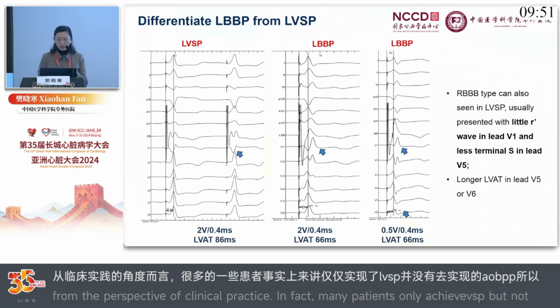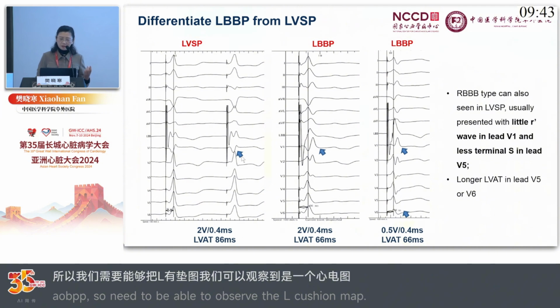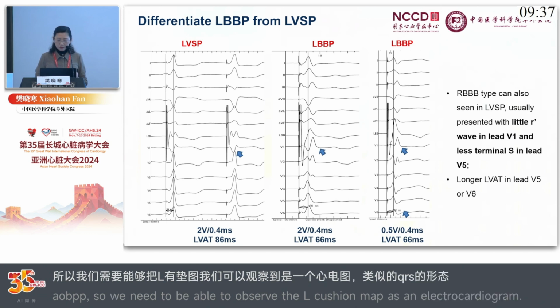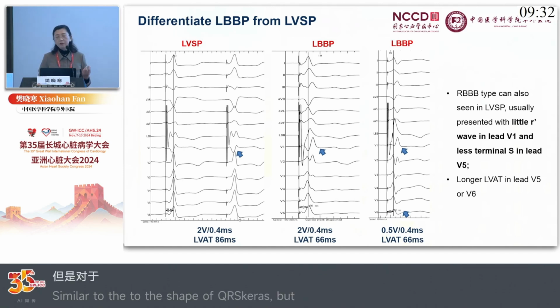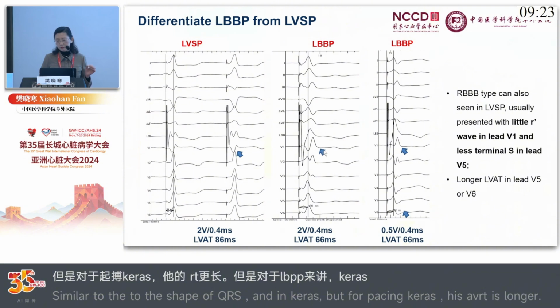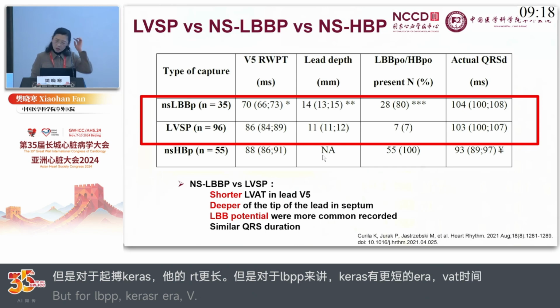Like this ECG, for this figure, you can see the similar QRS morphology and the narrow QRS. However, you can see this paced QRS has a longer LVAT, but for LBBP, the QRS has a shorter LVAT and also the RBB morphology. The effect of LVSP and LBBP might be different.